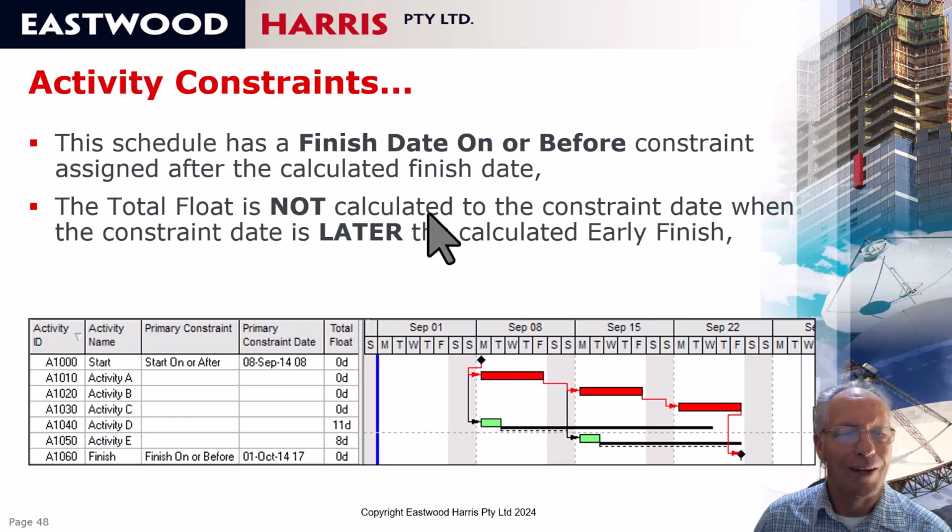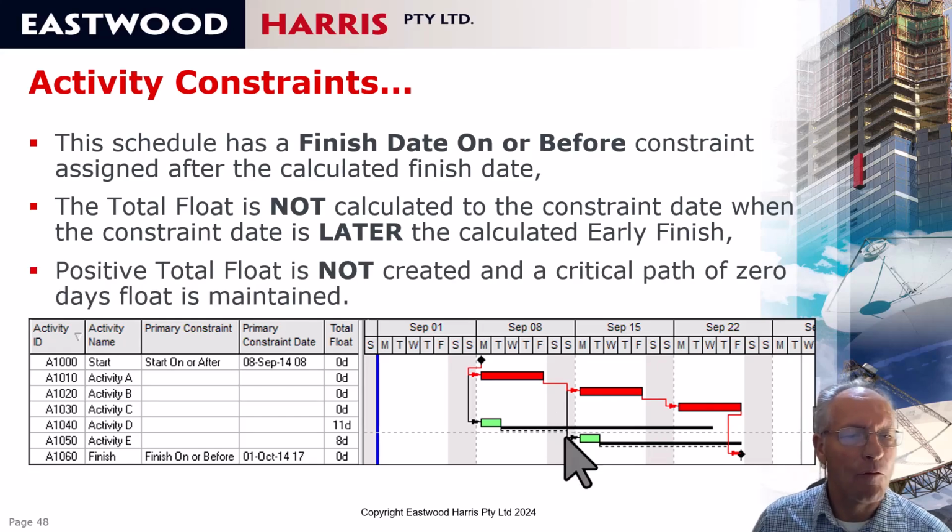So total float is not calculated to the constraint date when the constraint date is later than the calculated early finish, and therefore positive float is not calculated and the critical path is maintained. So this is why I prefer a finish on or before constraint rather than the project finish constraint.